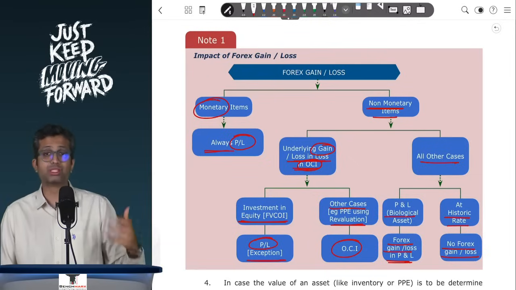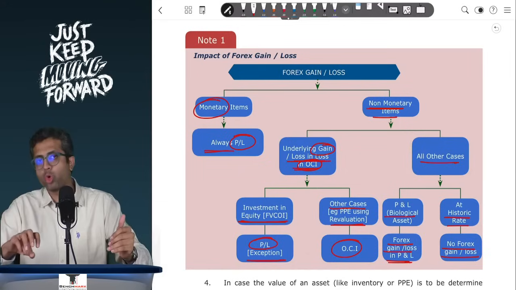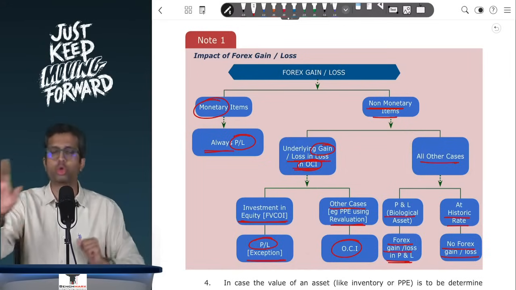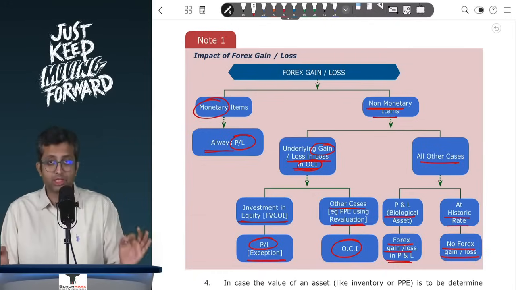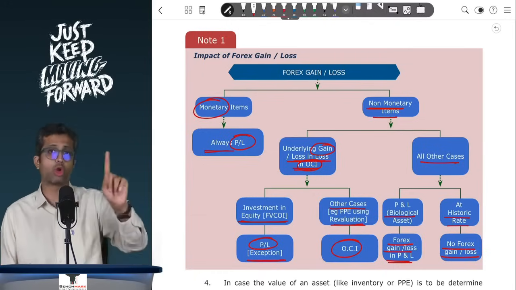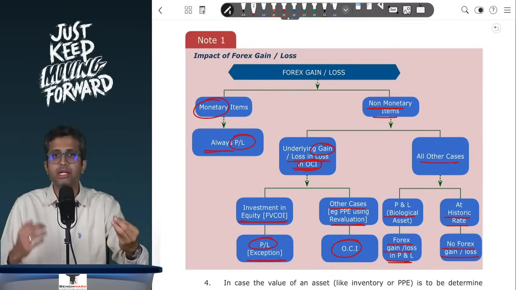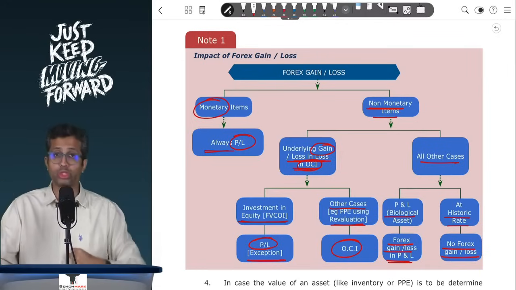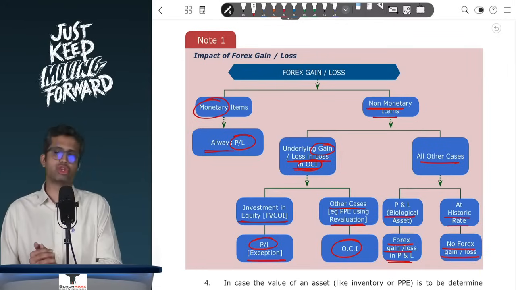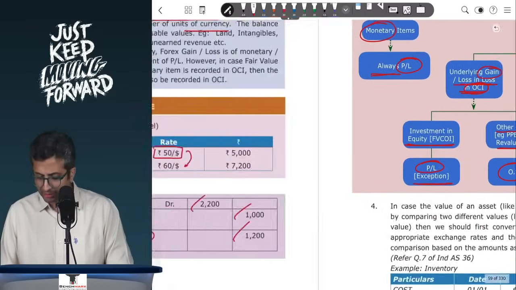However, the exception to this would be if it is investment in equity shares at FVOCI, then the foreign exchange gain over here will go to the P&L, though the underlying gain or loss may go to the OCI. Further, if there is investment in bonds, even if they are recorded at FVOCI, their foreign exchange gain or loss will always go to the P&L because these are monetary in nature. Let their fair value gain or loss go to the OCI, but their foreign exchange gain or loss will always go to the P&L. We will do sums on this so that you will get a better understanding.